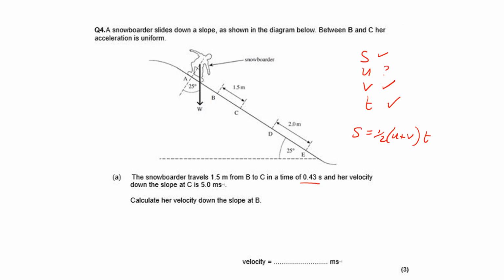So let's just see what we are given. We've got the distance there, 1.5 meters. We need to know the initial velocity u. We've got the final velocity at C, which we're told is 5 meters per second. And we're given the time as well, which is 0.43 seconds. And so we can use a SUVAT equation. s equals a half brackets u plus v times t.